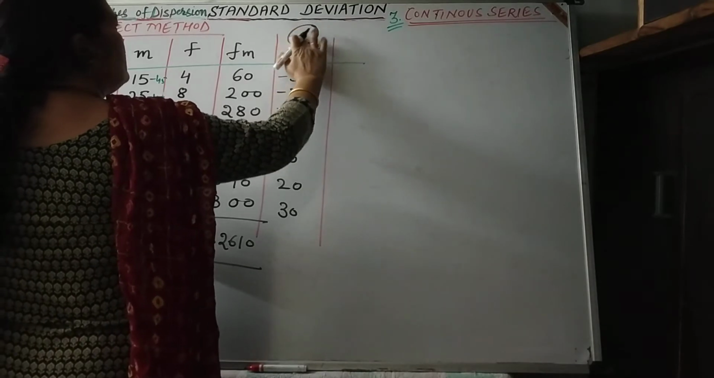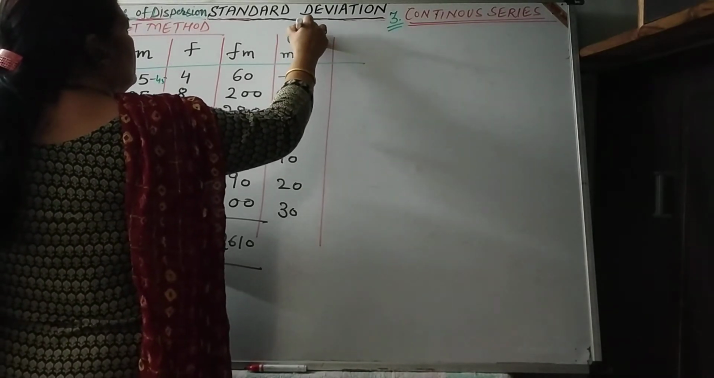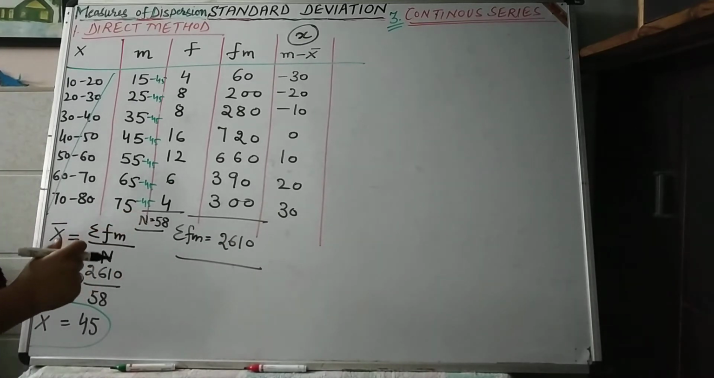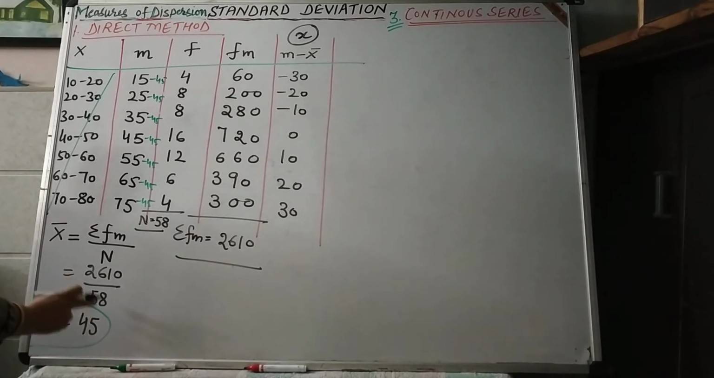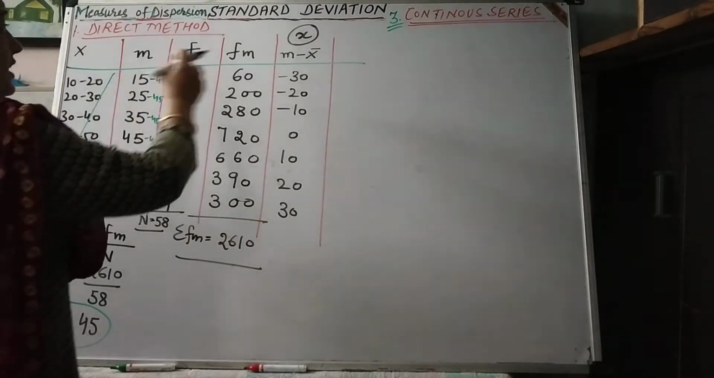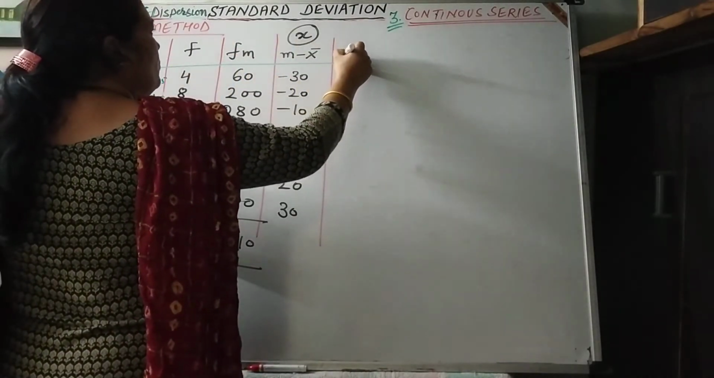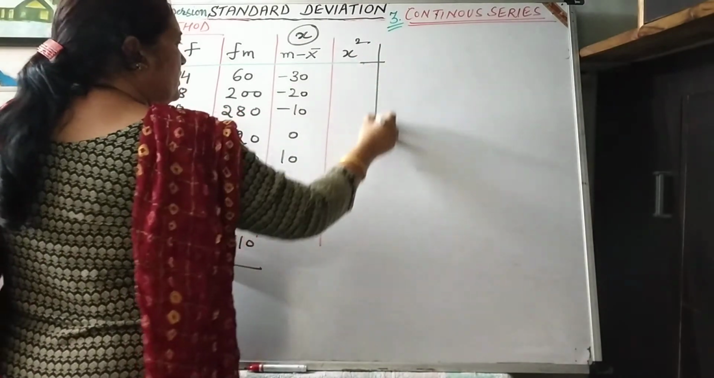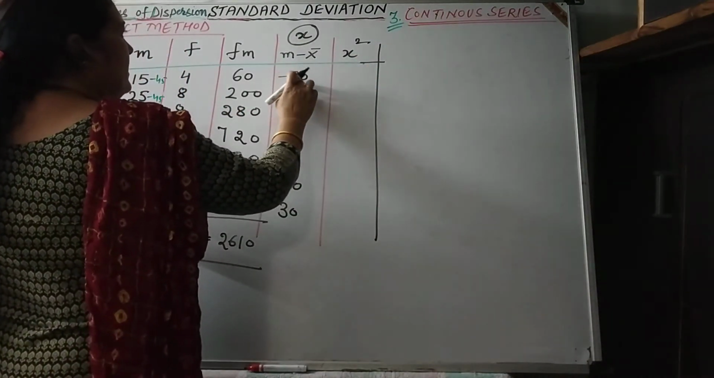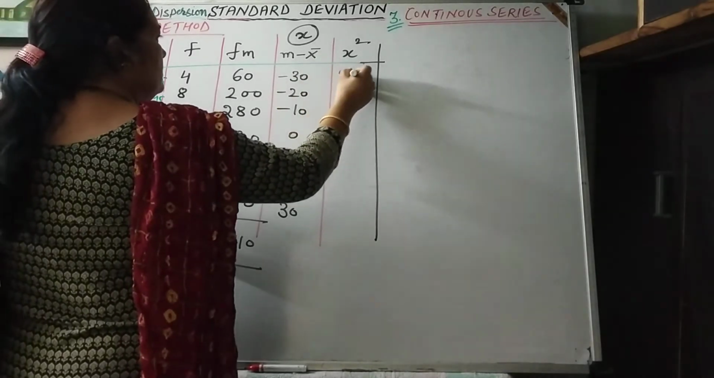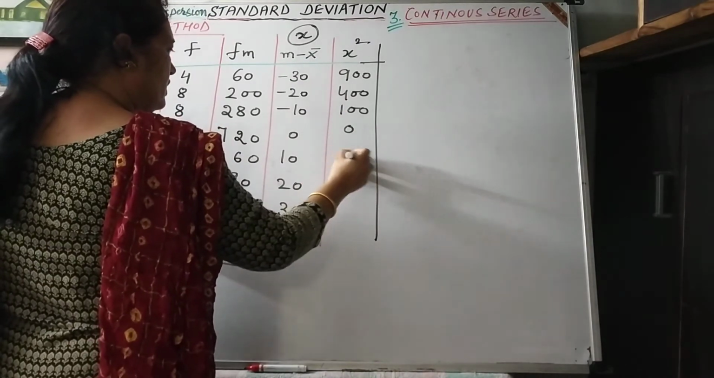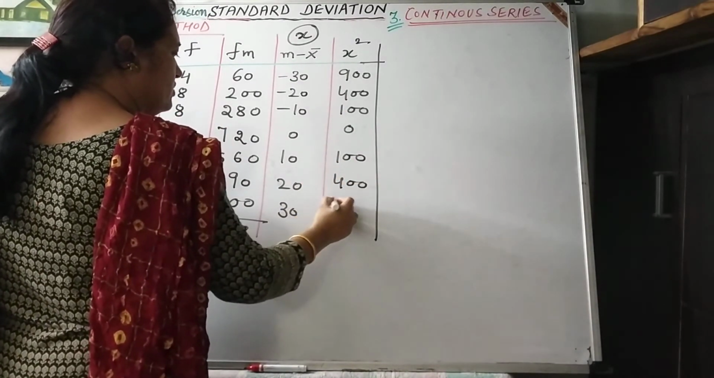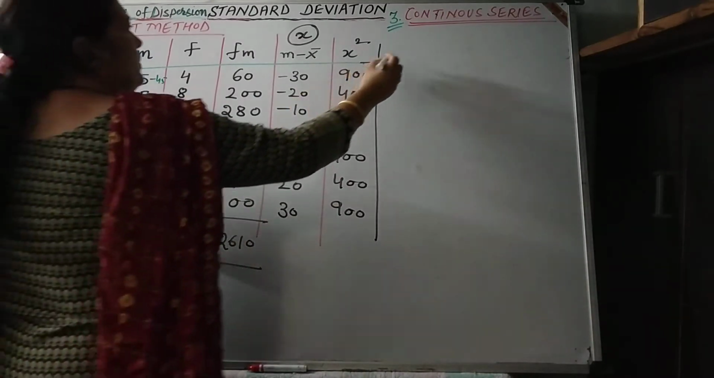M minus x bar, these are the values of small x, because we would calculate d when we assume from mid values. Rather we have taken the deviations from arithmetic mean. So instead of d we will write down small x. Then calculate x square. For the calculation of x square, minus 30 multiplied by minus 30, 900, 400, 100, 0, 100, 400 and last one is 900. Next calculation, fx square.